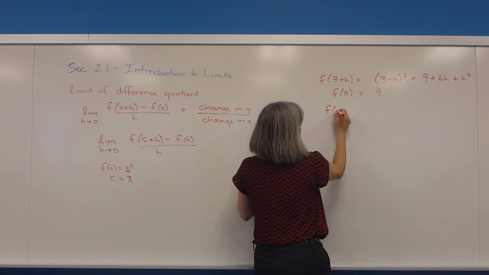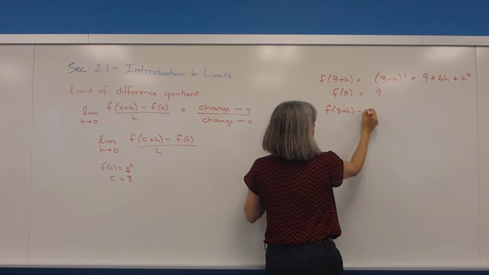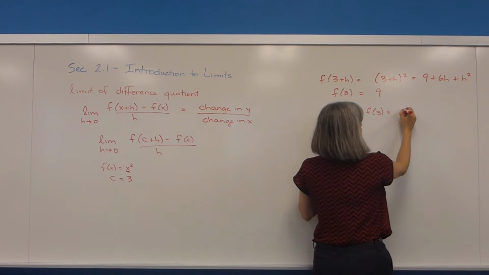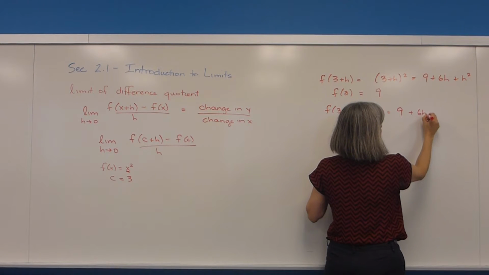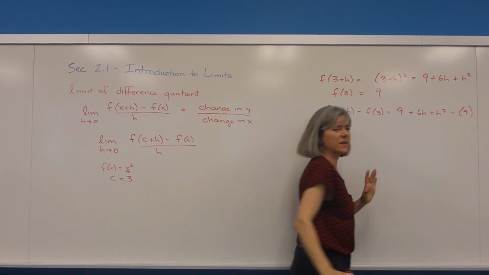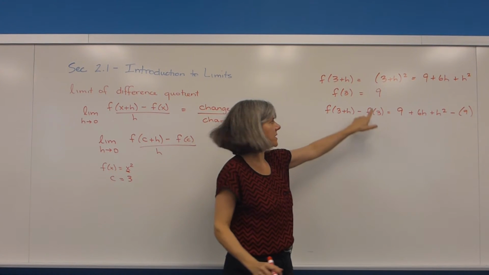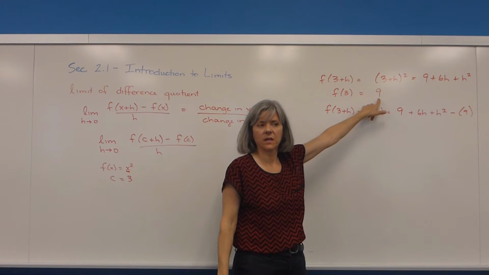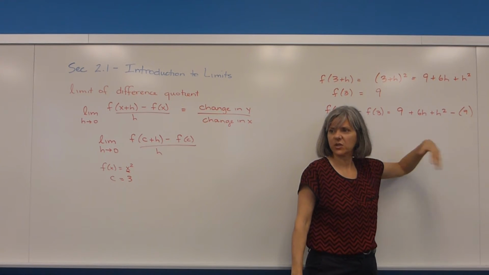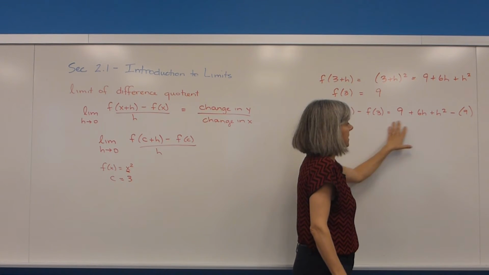So I've got f of 3 plus h minus f of 3. I'm going to put it all together. So 9 plus 6h plus h squared minus, go ahead and put everything else. This is simpler than it often is. It gets more complicated as we go later. So I don't mind if you keep that in parentheses, just as a good habit to form. Does this simplify at all?